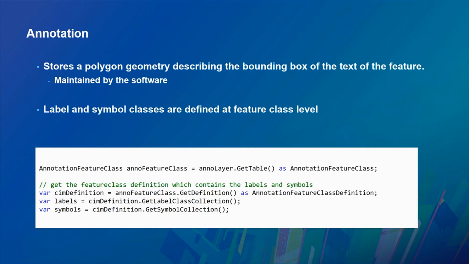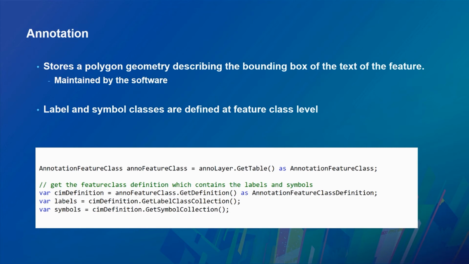This polygon geometry is maintained by the software, so anytime you modify any of the text attributes or the text formatting attributes, that polygon geometry is recalculated by the software. So you as a developer should never interact with this polygon shape. You're interested in acting with the baseline geometry of your annotation text. If you do modify that polygon geometry, the software is actually going to write over your polygon geometry changes.